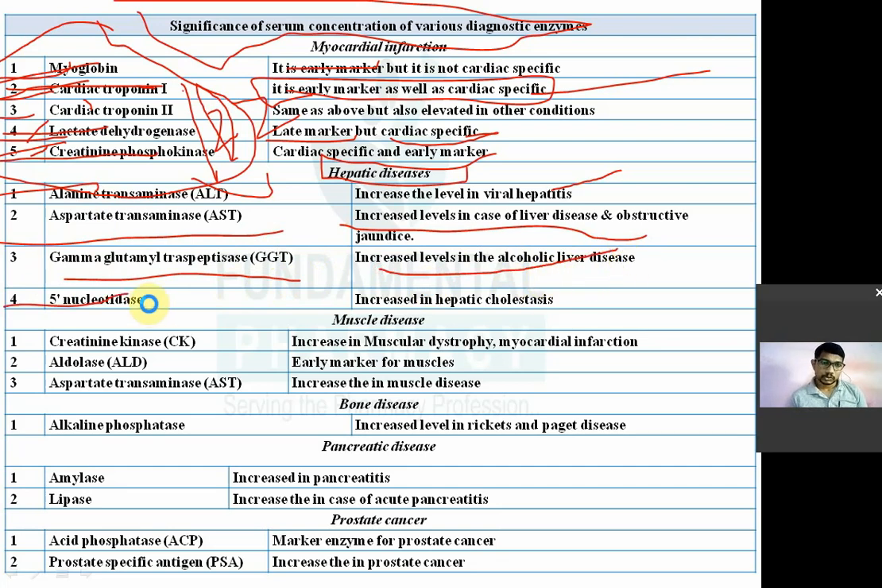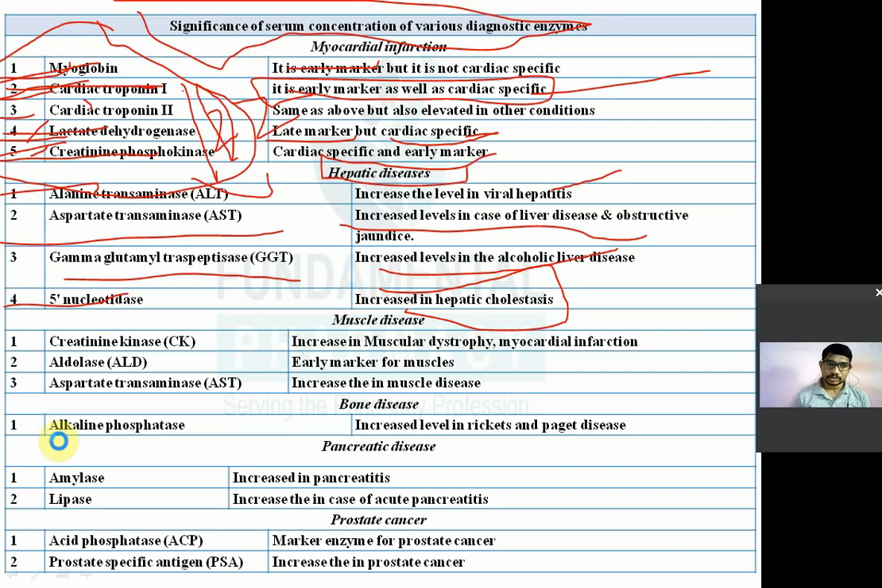5'-nucleotidase, so its level is also increased in case of hepatic cholestasis. यहाँ पे बाइल में अगर ऑब्स्ट्रक्शन हो गया तो ये एंजाइम का लेवल बढ़ जाएगा. So these are the enzymes that give some idea regarding the disease. लेवल बढ़ जाएगा लिवर में, लिवर डिसीज में.